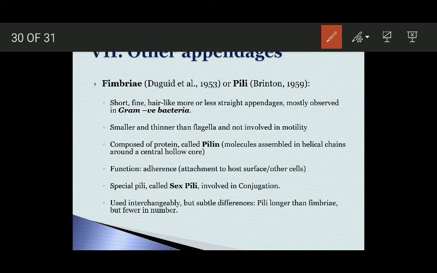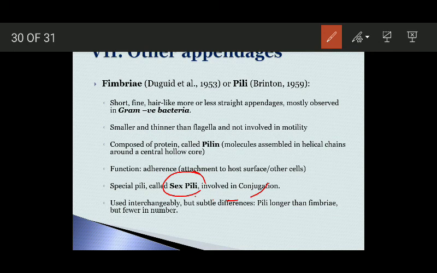We have a special type of pili which are known as sex pili, and these sex pili are involved in bacterial conjugation. We have to deal with this topic in a separate class. Some pili are special, in that they are exclusively involved in the transfer of genetic material from one bacterial cell to another bacterial cell, and such pili are known as sex pili.